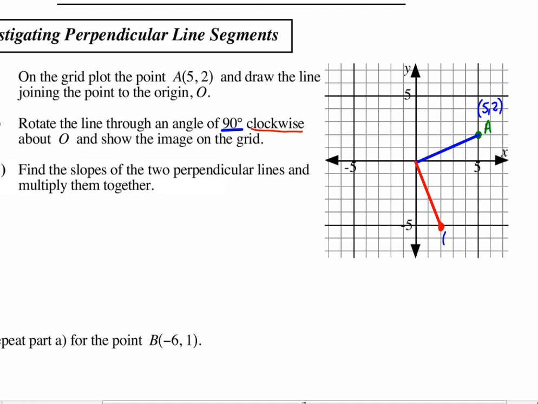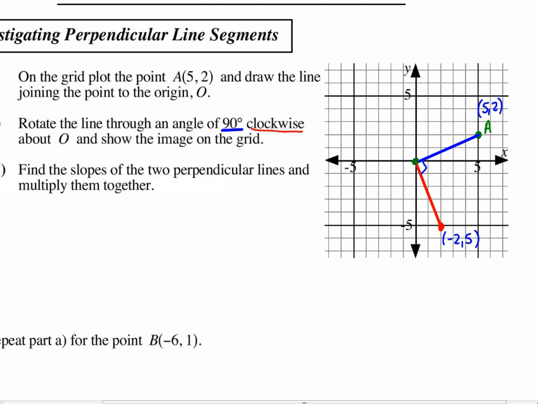And this is negative 2 and 5. Okay, and so that makes a 90-degree angle. That would make a 90-degree angle. Okay, we're going to find the slopes of each one of these. So we're going to find the slope.